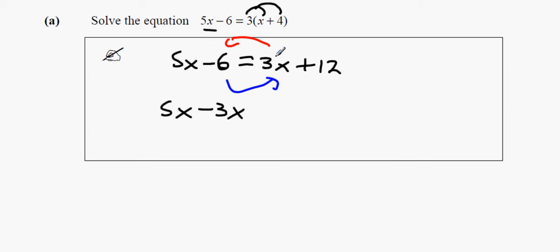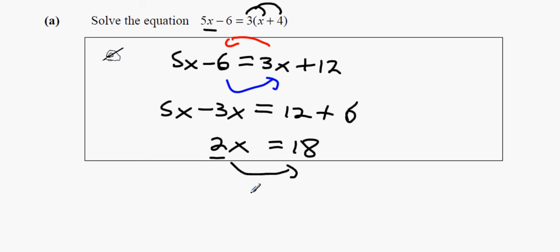So we're going to end up with 5x minus 3x, because it was plus 3x on the right side. It makes it minus 3x on the left. That's going to be 12 plus 6. And what we're going to get is 2x equals 18. Get the 2 on its own. We get the x on its own. It's multiplied by 2 on the left side, which means when it goes over here, it's going to be divided by 2. And this means that x equals 9.